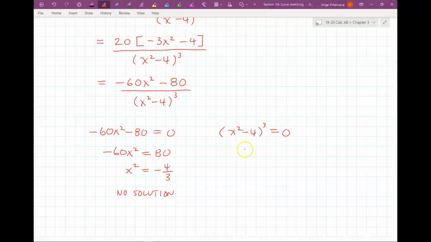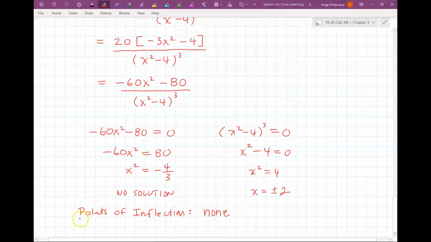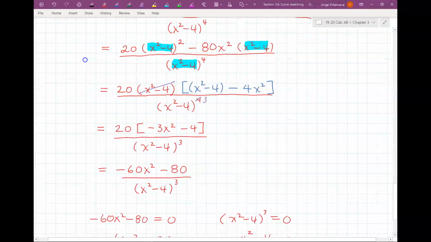For the other one, if we take a cube root of both sides, we get x squared minus 4 equals 0, or x squared equals 4, or x equals plus or minus 2. But what did we learn about that? Those are asymptotes, right? So the points of inflection, there's none of them. No actual points of inflection, but I can still do the sign graph to see if it's concave up and down. I just can't name anything a point of inflection. So let's do that. Okay.